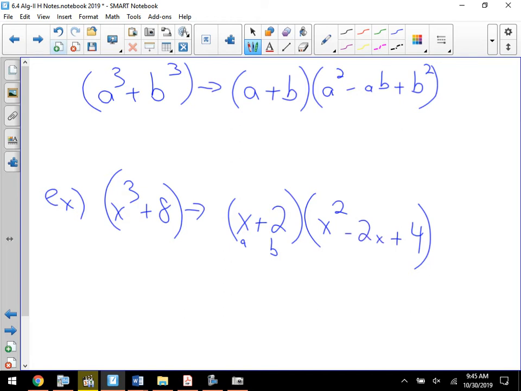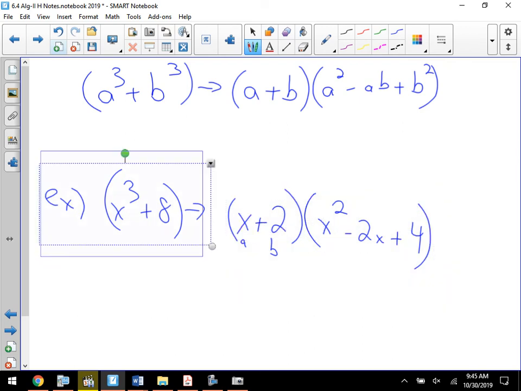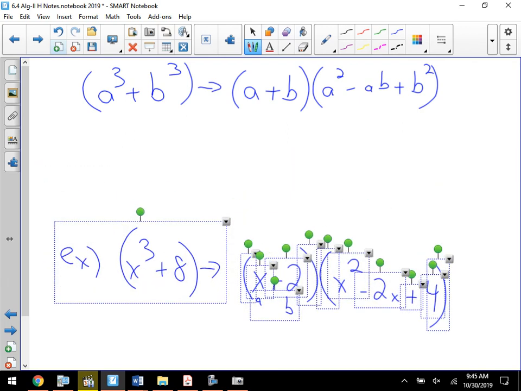That's how you do a sum of cubes. It's a plus b, and then the trinomial is a squared minus ab plus b squared. The difference of cubes looks exactly the same.